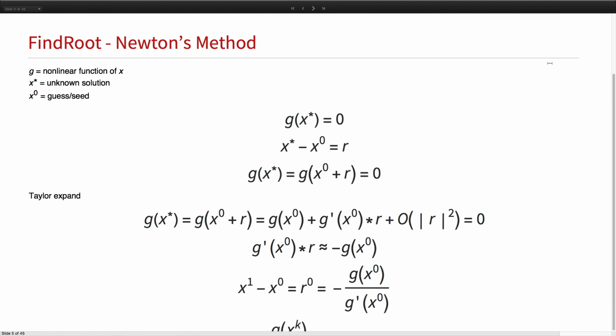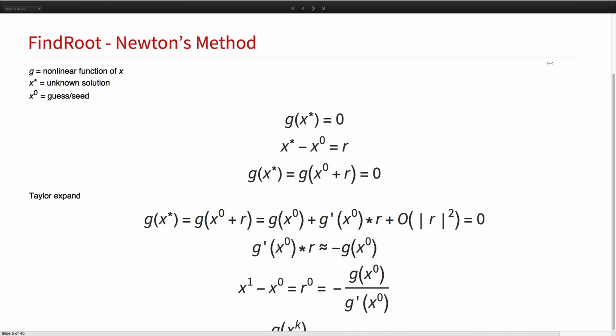Okay, so to understand how this works, we'll quickly review Newton's method and what's implemented in FindRoot. So assume we have a nonlinear function g, and that nonlinear function has an unknown solution, which we call x star, and that's set to 0. I mean, that's the definition of the nonlinear function. So if we now say that we have x star minus an initial guess x0, there's a difference between the two, and that's a residual or a perturbation if you want to.